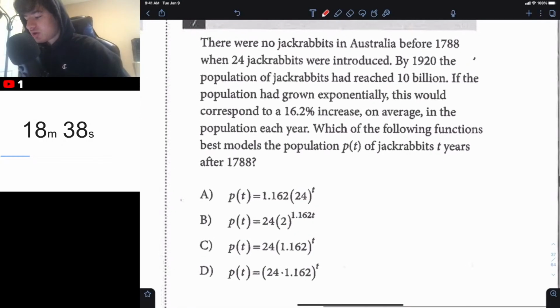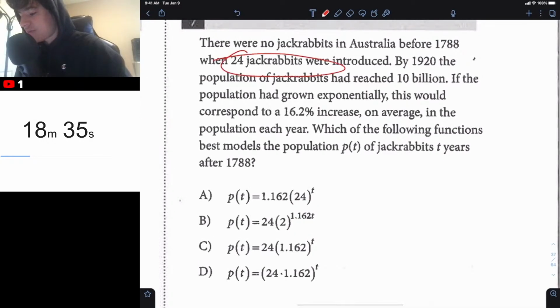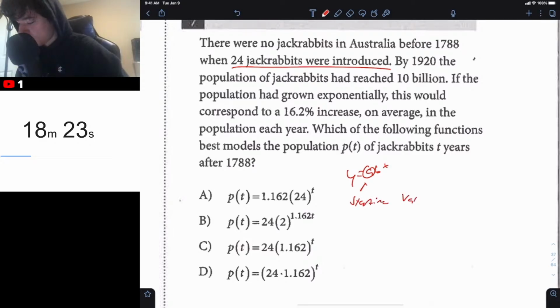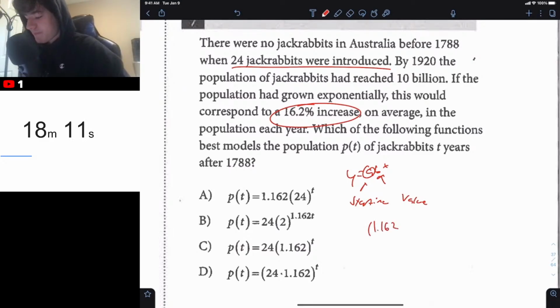Okay, so our starting value is 24 jackrabbits because they were introduced. That's the starting value, right? We're going to be using y equals a b to the x, the exponential function, where a is your starting value and b is your growth rate. In this case, because we're increasing by 16.2%, our growth rate is going to be 1.162 to the t, because we're dealing with time. And our starting value was 24. So 24 times 1.162 to the t power, which looks to be C.